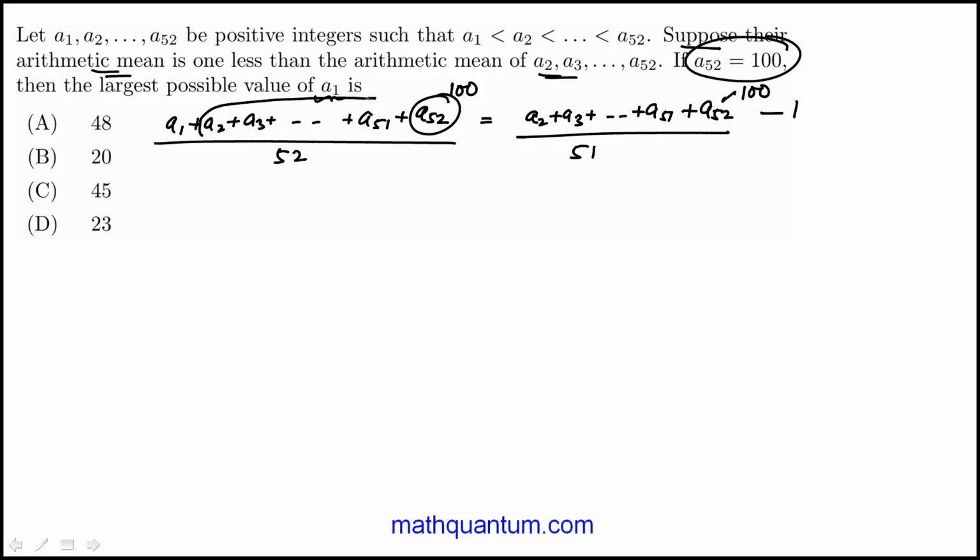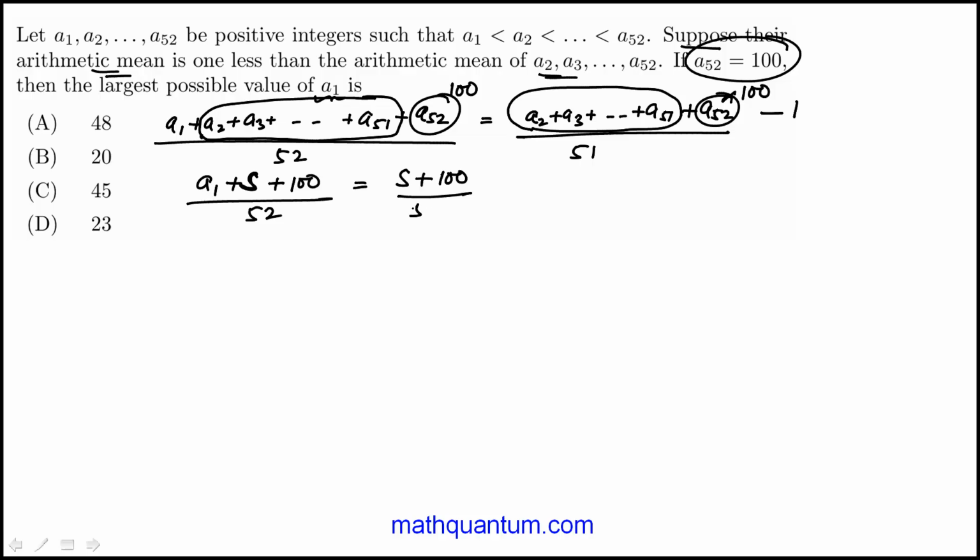So the piece that's common to both is the sum from a2 to a51. I'll call that S, and I'll come back to that one. Plus 100 over 52. S plus 100, because a52 is 100. 51 minus 1. Now I'm going to multiply both sides by 52 times 51 because I want to get rid of these denominators. So this would become 51a1 plus S plus 100. This will become 52. My S kind of looks like 5, so watch out. And then 52 times 51.